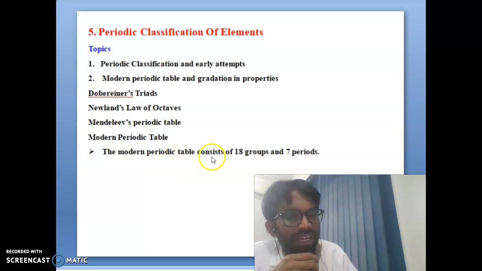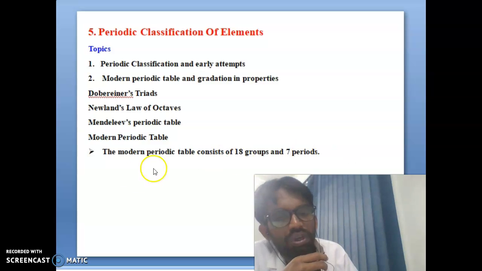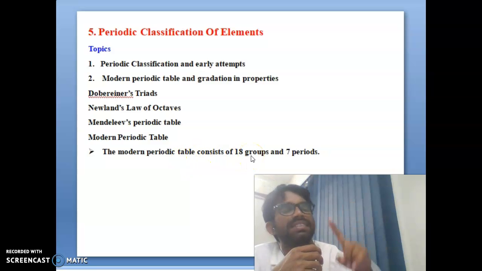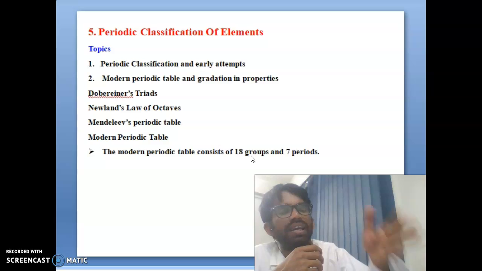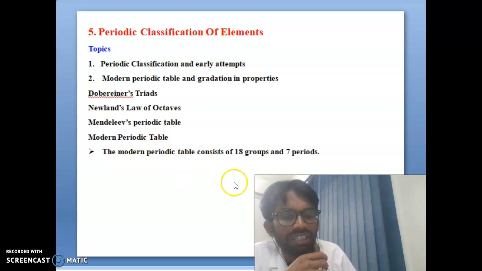The modern periodic table consists of 18 groups and 7 periods. This is a very important point. Definitely it will come in the exams. They will ask you a fill in the blanks: the modern periodic table consists of 18 groups and 7 periods. So, 18 groups and 7 periods. This is very important from the exam point of view.